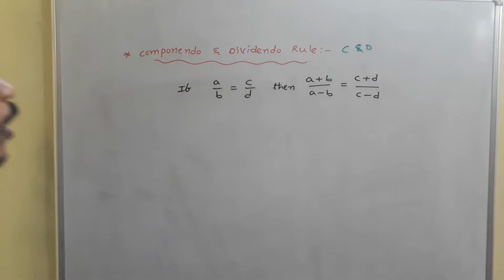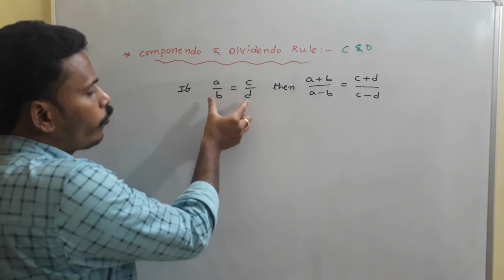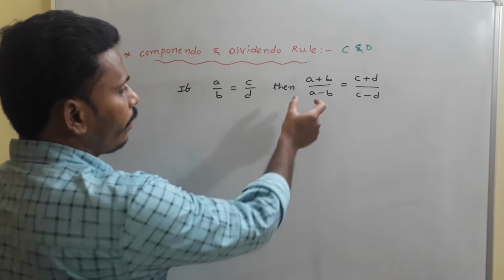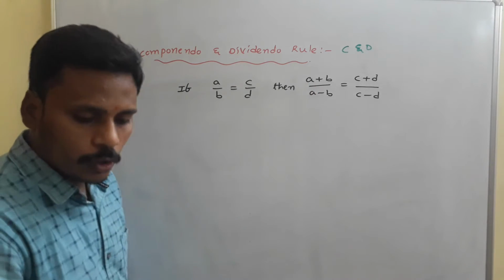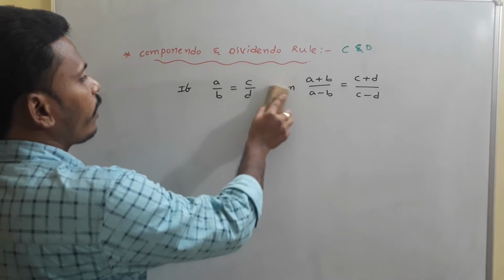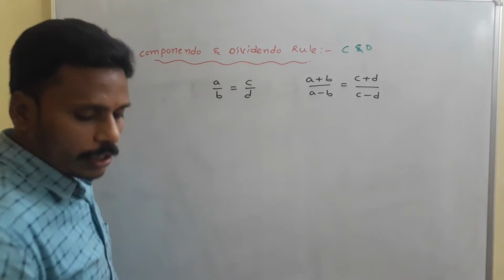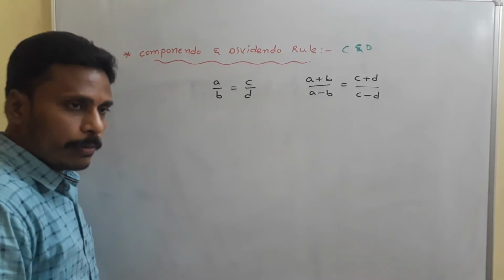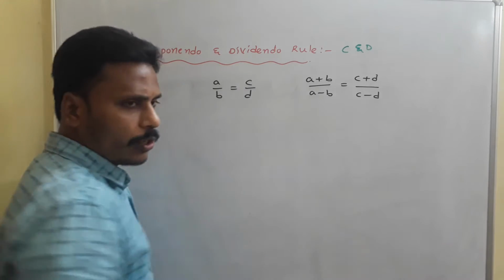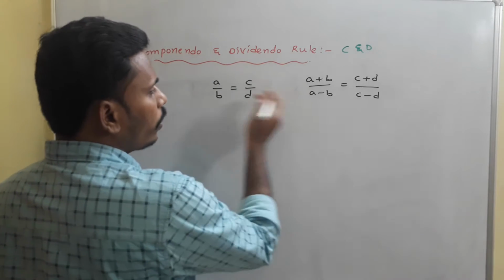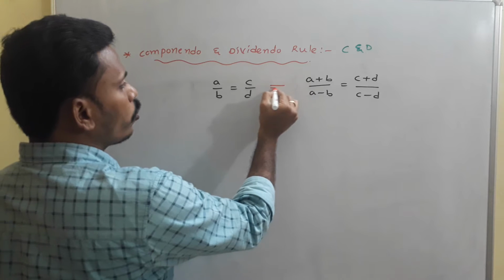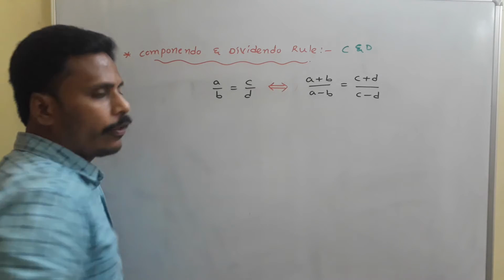Finally, we have the componendo and dividendo rule: if a by b is equal to c by d, then (a plus b) by (a minus b) is equal to (c plus d) by (c minus d). In other words, if these two ratios are equal, a by b is equal to c by d, then these two ratios are equal. As well, if these two are equal, then we will get a by b is equal to c by d. This is an if and only if condition.